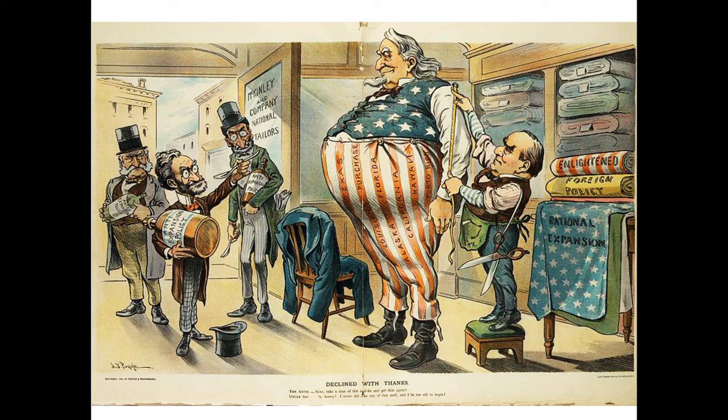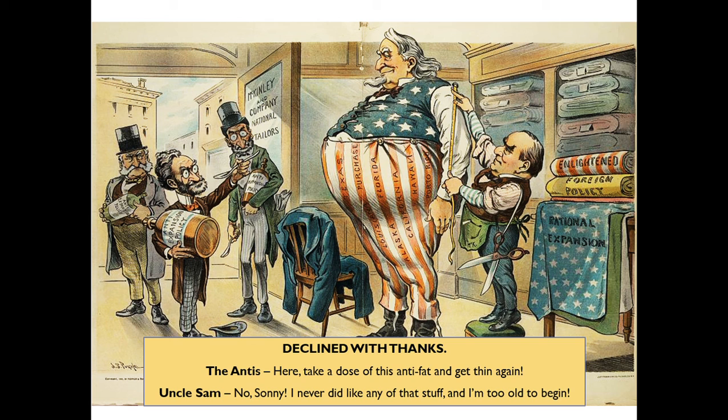The last one's my favorite one. The caption is, declined with thanks. 1 says, who is the man being fitted for a new suit? This man right here, who is he? Something unusual about him in this one, and that should tip you off. There's a reason why he's drawn this way. 2 says, what do the stripes on his pants represent? They're labeled. Read what it says. What does it represent?